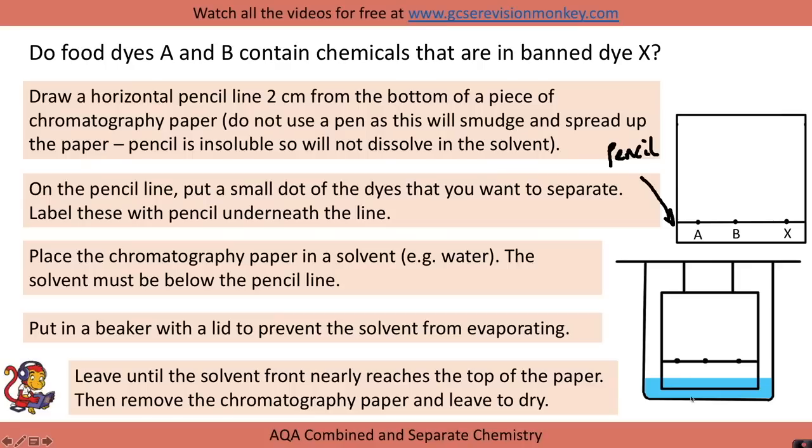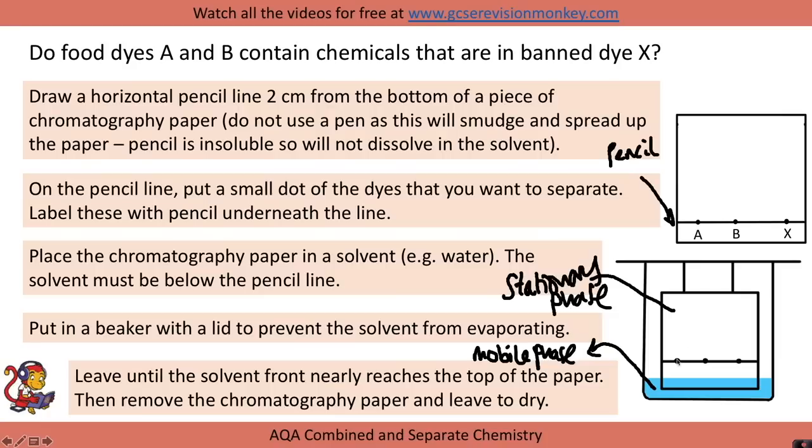leave to dry. So the process of separating a substance through chromatography has 2 different stages. The paper itself is called the stationary phase, and when the inks are dissolved in the solvent, that is called the mobile phase.